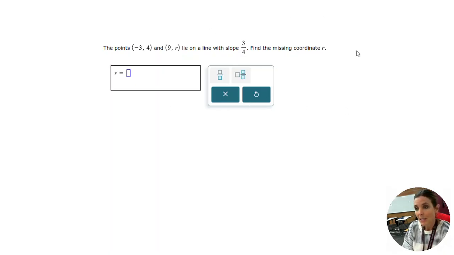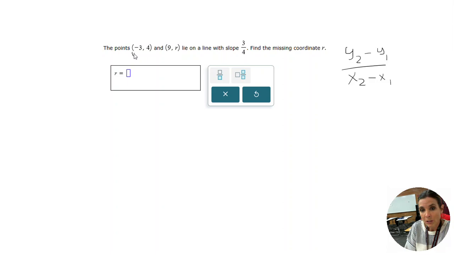Okay, so the first thing that I need to tell you is that in order to do these particular problems, you're going to need to use the slope formula that we learned in class a couple of days ago. And in order to use the slope formula, you are going to first label your ordered pairs. So this is the x of the first ordered pair, the y of the first, the x of the second ordered pair, and the y of the second ordered pair.